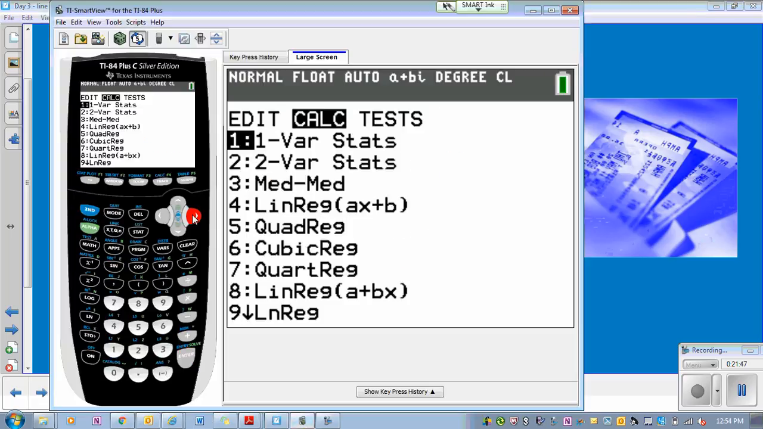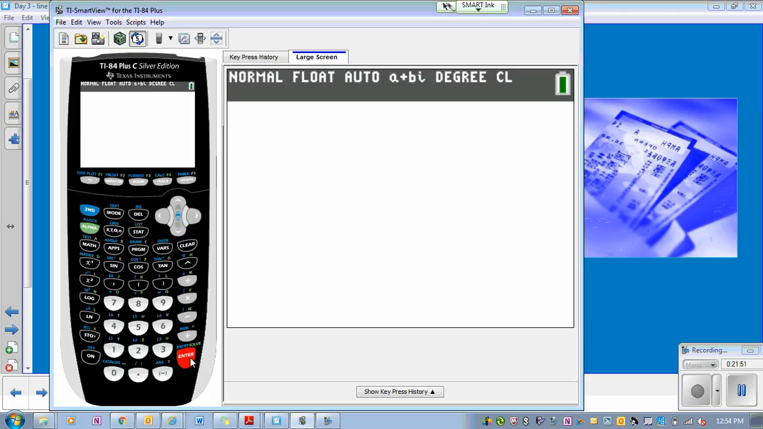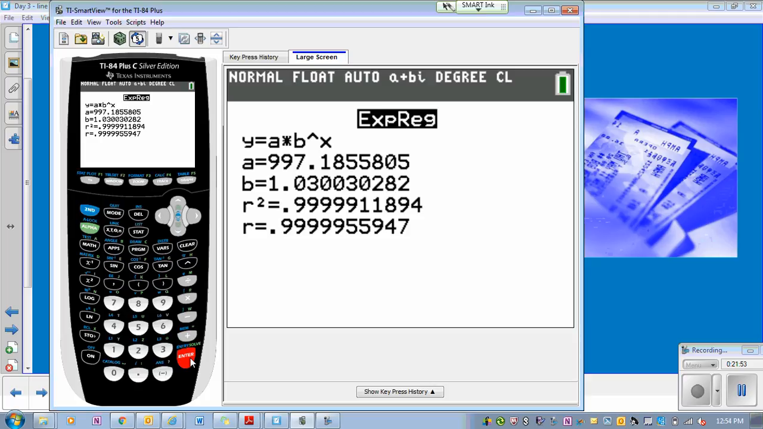So this is where we can use my version? No. Your calculator tells you the equation. Yeah, that's what I meant. I used the equation to figure out which one was. Yeah, that's what we're doing, right?